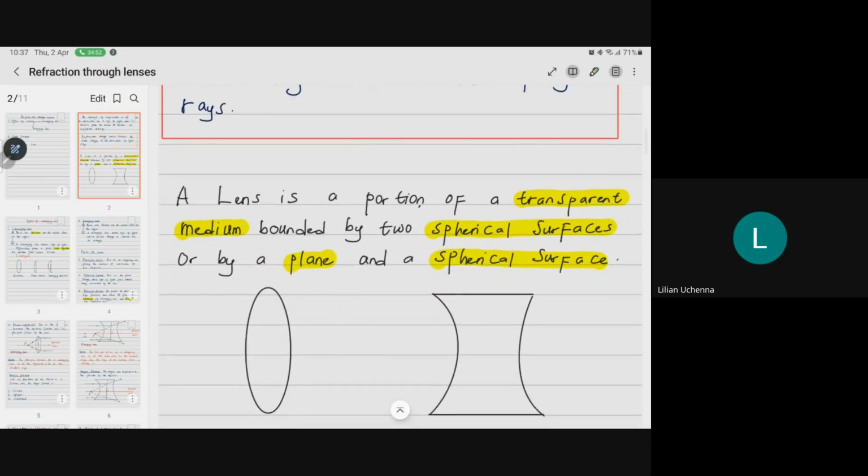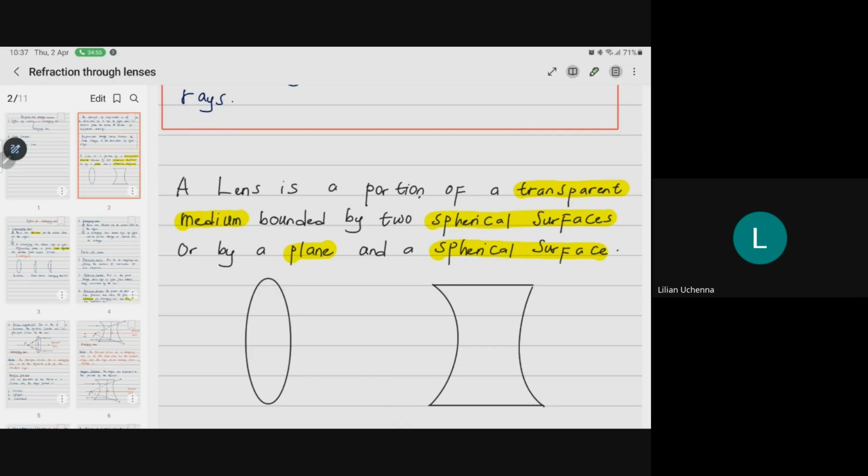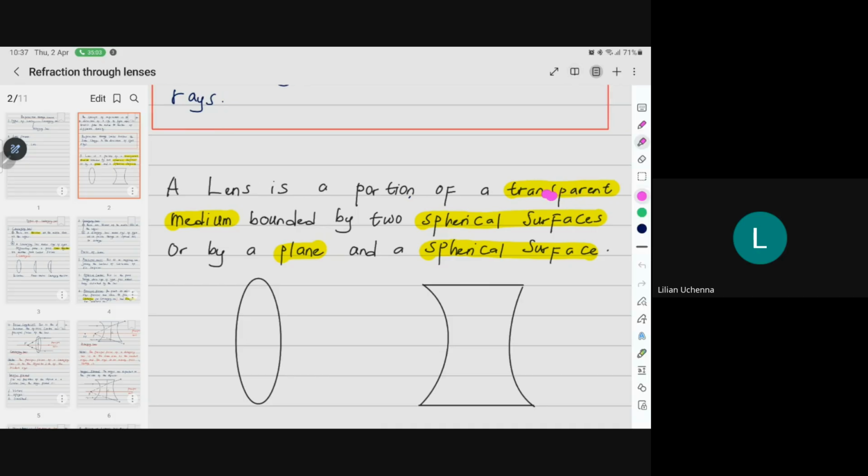Now, it is important to understand what a lens is. Every time we say lens, even in a camera, we have the lens of a camera, right? So a lens is simply a portion of a transparent medium. It has to be transparent for light to be able to pass through. When we looked at the rectilinear propagation of light, we said that there are three conditions for light to pass through an object, and one of those conditions is that the material should be transparent, right? It is bounded by two spherical surfaces.